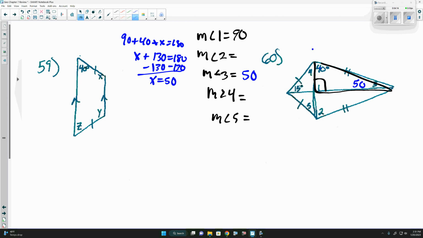Now the angles between the non-congruent sides are congruent. So this whole angle is congruent to 5 and 2. So angle 4 plus 40 is the same as angle 5 plus angle 2. And it works out that this angle here is going to be the same as this one here. So angle 2 is going to be 40. And whatever angle 5 is going to be the same as angle 4.